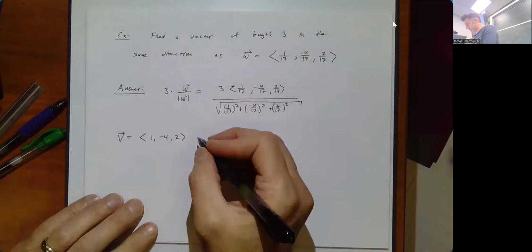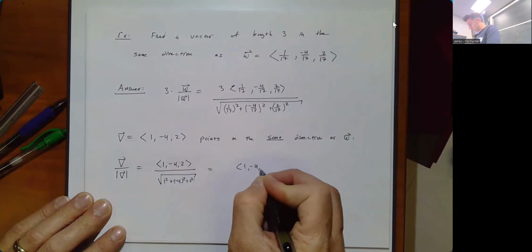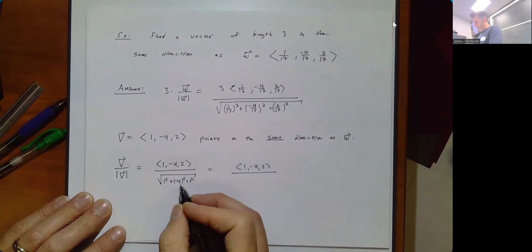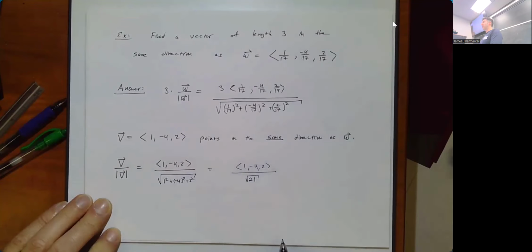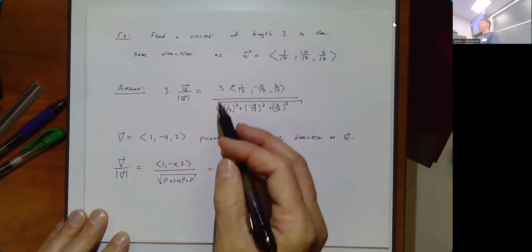So V divided by the magnitude of V is the vector 1, negative 4, 2, divided by the square root of 1 squared plus negative 4 squared plus 2 squared, which is the vector 1, negative 4, 2, divided by the square root of 16 plus 4 plus 1, square root of 21. That's a lot less terrible to write. Now we're not quite done.